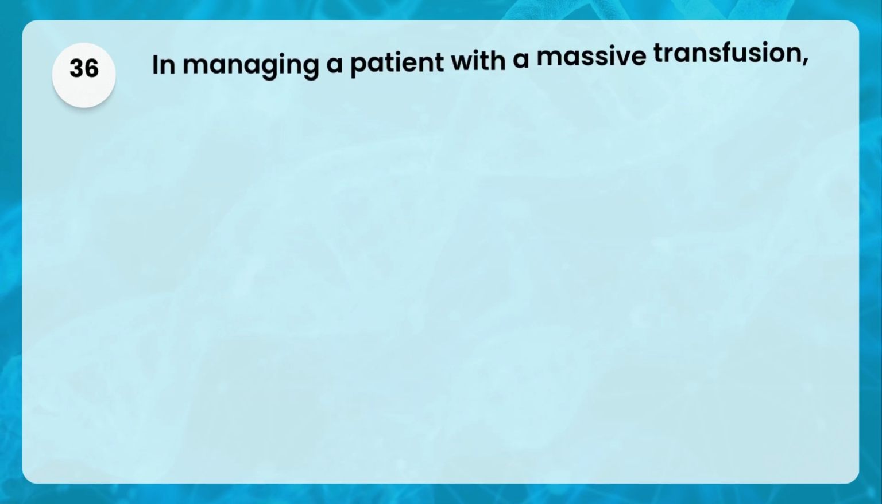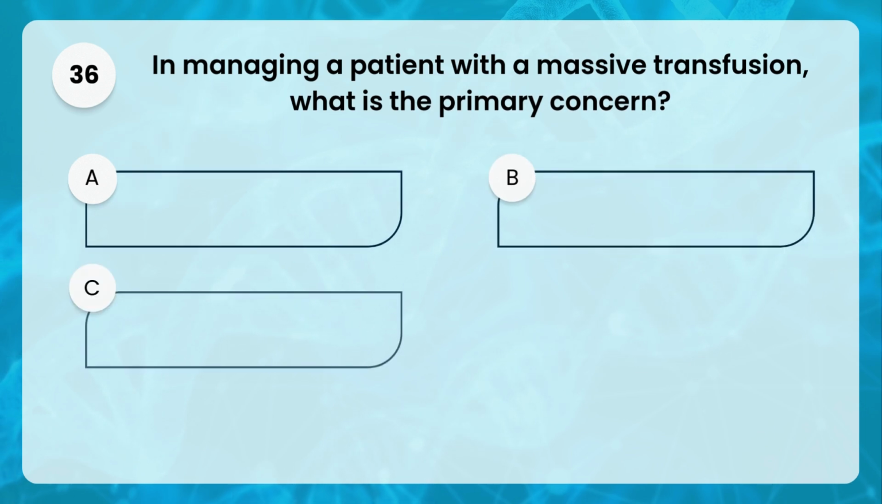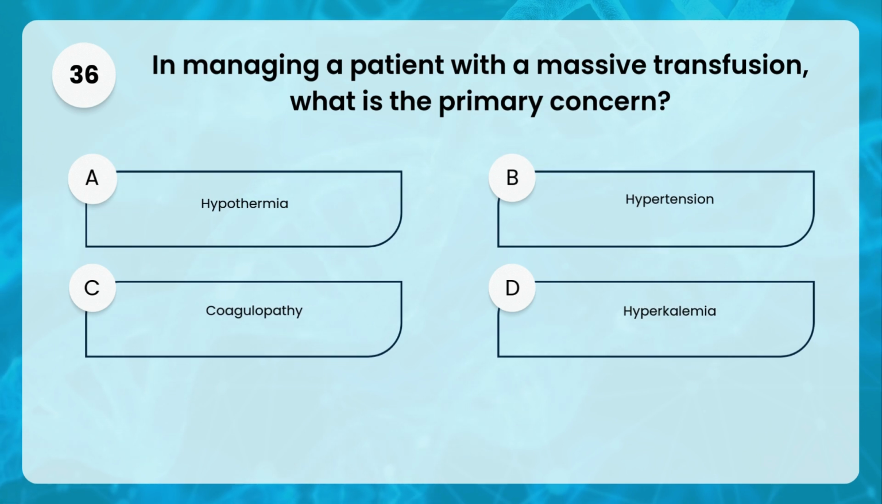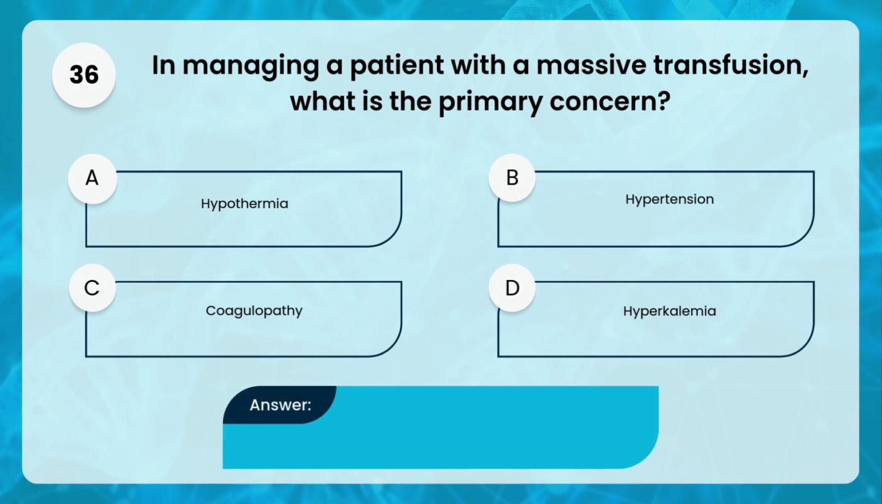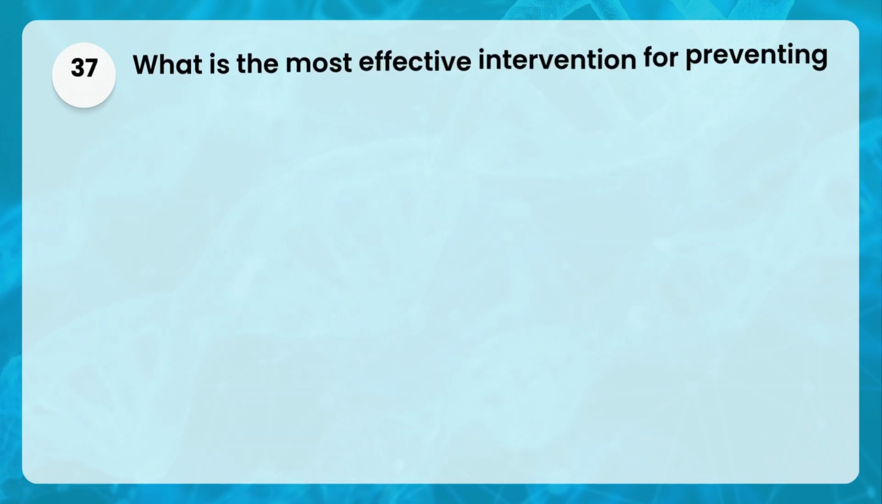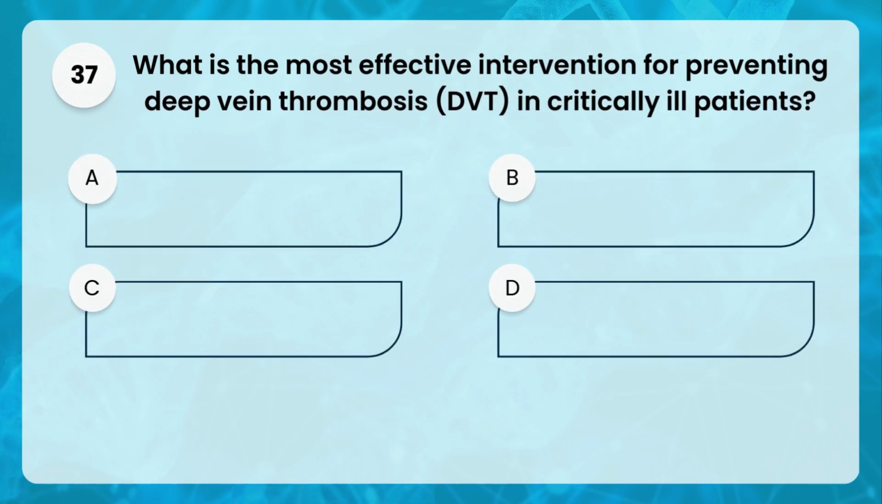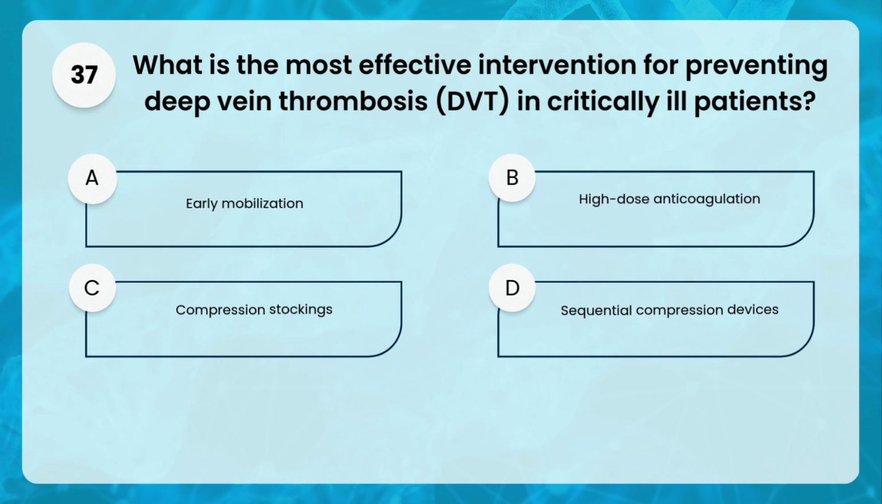Number 36. In managing a patient with a massive transfusion, what is the primary concern? A. Hypothermia, B. Hypertension, C. Coagulopathy, or D. Hyperkalemia? The answer is C. Coagulopathy. Number 37. What is the most effective intervention for preventing deep vein thrombosis, DVT, in critically ill patients?